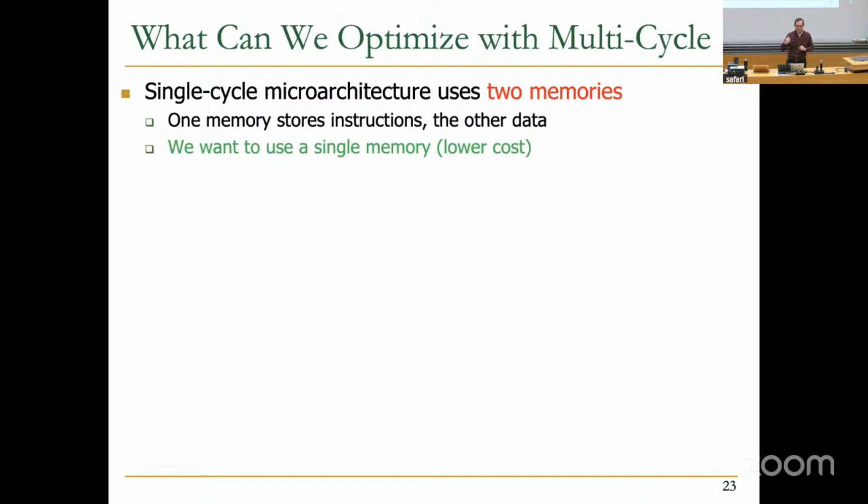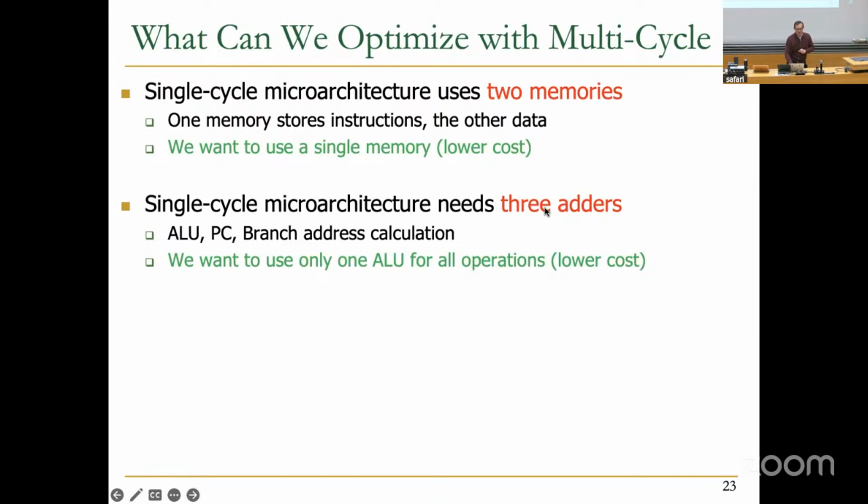Okay, so what do we optimize? Of course, when you construct the data path, you need to think, meaning what am I going to do in my data path, right? Now I can optimize things. As opposed to using 2 memories, we can only use a single memory, and we're going to see that. It's going to be much lower cost. As opposed to using 3 adders, one for ALU, which you need, one for PC incrementing, and the other for branch address calculation, we're going to use only 1 ALU for all operations. And this is going to lower the cost again.